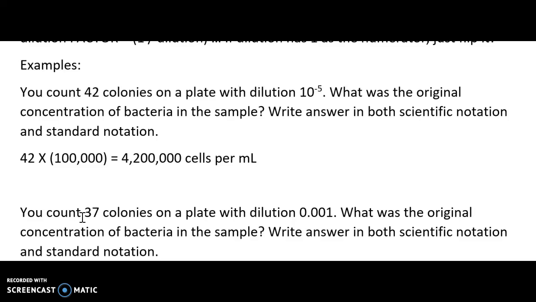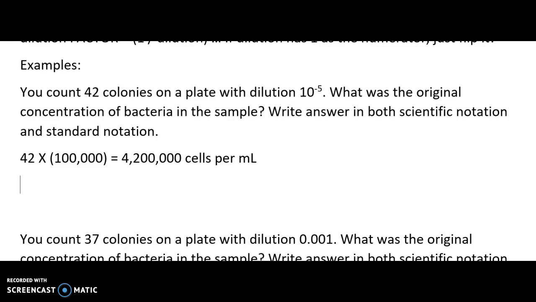Now, there's room for error in that. You need a calculator. It's a little bit awkward. There's a shortcut that you can do using scientific notation, which is 42 times 10 to the positive fifth. So all you need to do is reverse the sign on the exponent there.